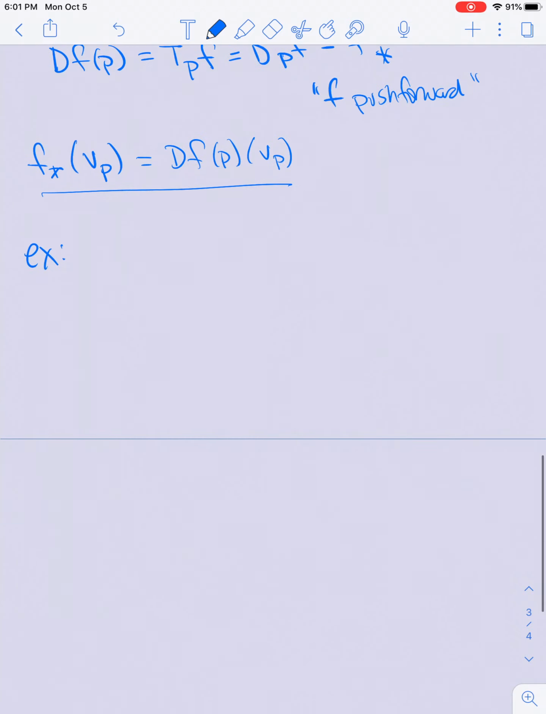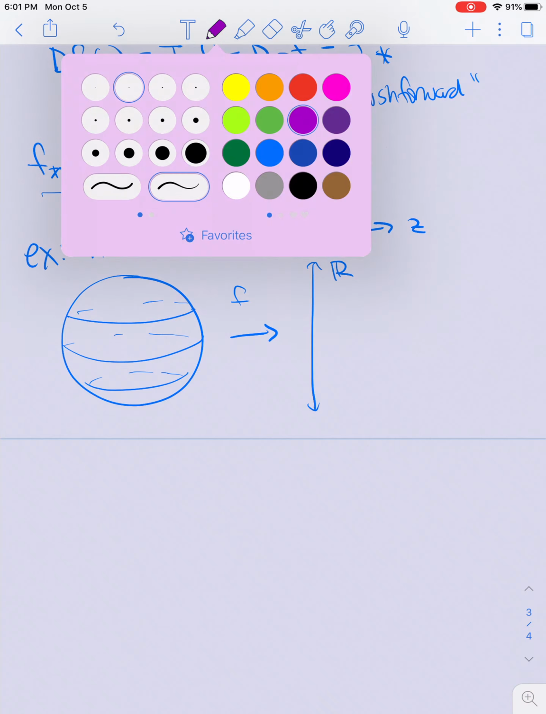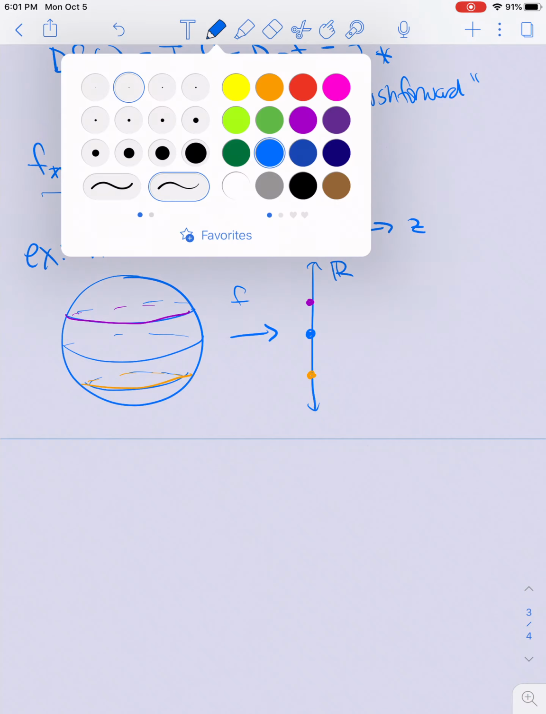So another example of maybe this more exotic type of push forward is if F is a map from S2 to the reals given by X, Y, Z just maps to Z. So here's my sphere, here's my real number line, and I'll just draw some level sets basically. All these will go to, maybe I should draw them in different colors. All those points will go there, and all these orange points will go here, and the blue points will go here.